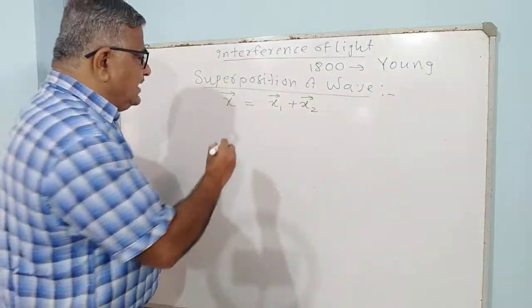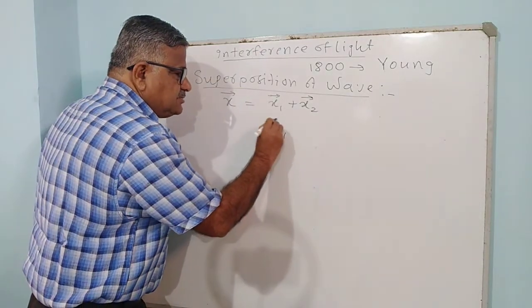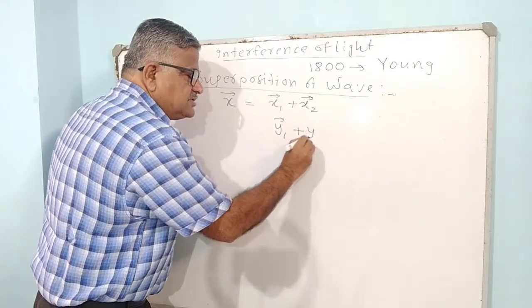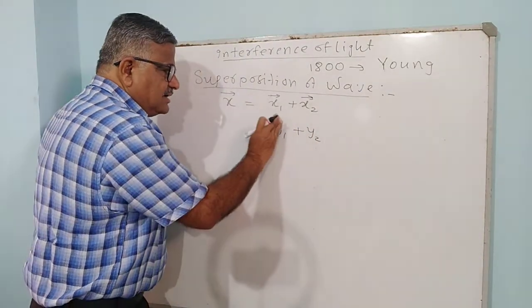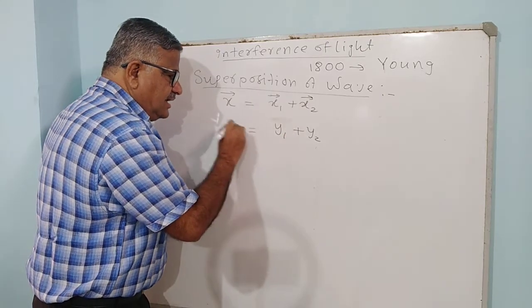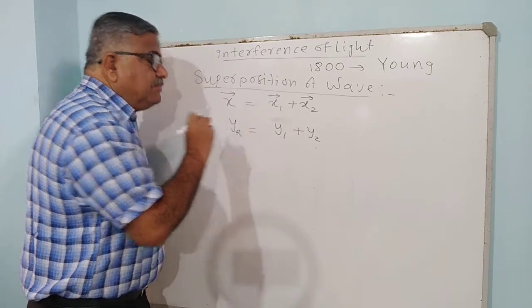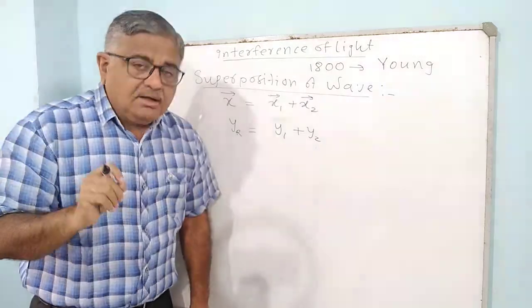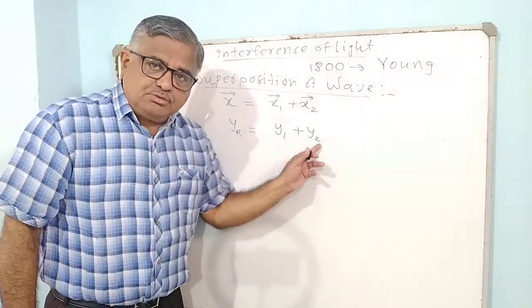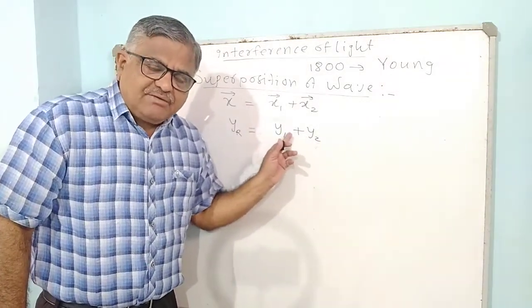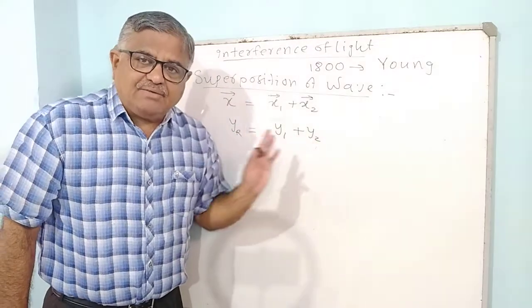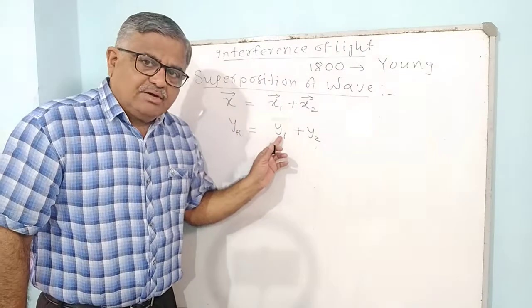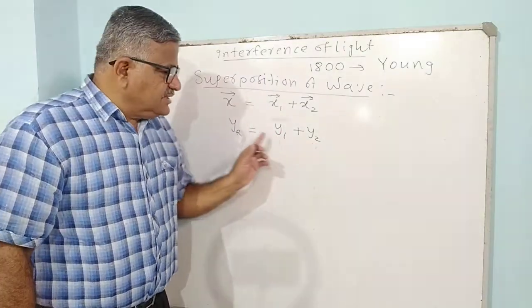And you notice that if I say that y1 is displacement due to first wave and y2 is displacement due to second wave, maximum displacement, that is amplitude, then I can consider it as a scalar, and then I will say the resultant amplitude at that point due to superposition of these two waves having amplitude y1 and y2, that resultant amplitude will be y1 plus y2. y1 is of the first wave and y2 of the second wave. So that is the resultant.